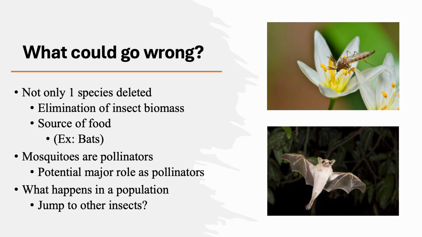And then another issue that we could think about is we have no idea what happens if you take that CRISPR-Cas9 gene drive system and drive female infertility through a mosquito population, because we're not certain that it won't jump to other insects as well and affect them.